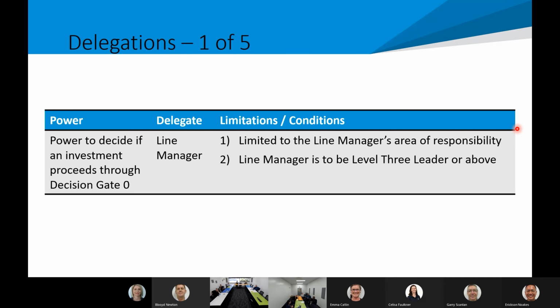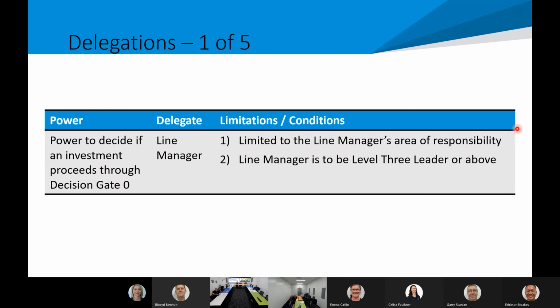So the first one is the power to decide if an investment proceeds through decision gate 0. Decision gate 0 is all about, do we want to spend any time on this? What's the vision? What's the backstory to it? And the delegate to make that decision is the line manager. So in the majority of cases, it's someone coming up with an idea, coming to you, Thomas, and saying, hey, I've got this idea, can I spend some time on it? At this stage, they haven't done problem statements or anything like that. It's just, I think we should do something with this.